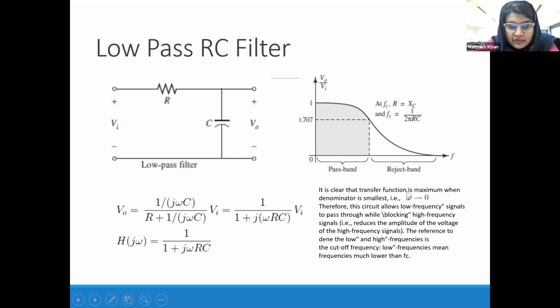This is a little bit of description of why. You can see that the transfer function is maximum when the denominator is smallest. So this is maximum when your omega is zero, right? That's why it's passing the low frequencies. And this circuit allows low frequency signals to pass through while blocking high frequency signals. And low frequencies means frequencies which are lower than the cutoff frequency. Sounds good?